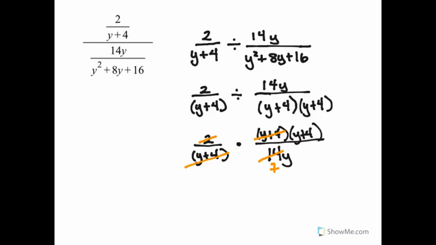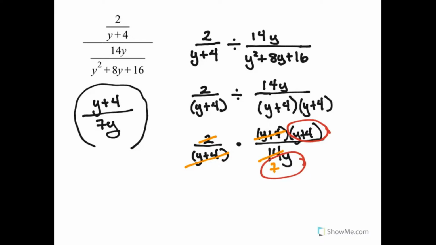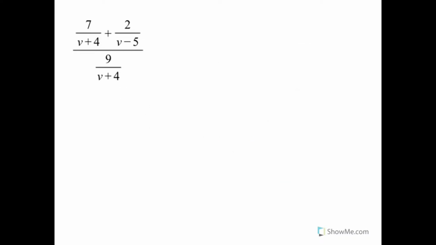And when we get done simplifying this complex fraction, all that's left is y plus 4 on the top and 7y on the bottom. And so we end up with y plus 4 over 7y.